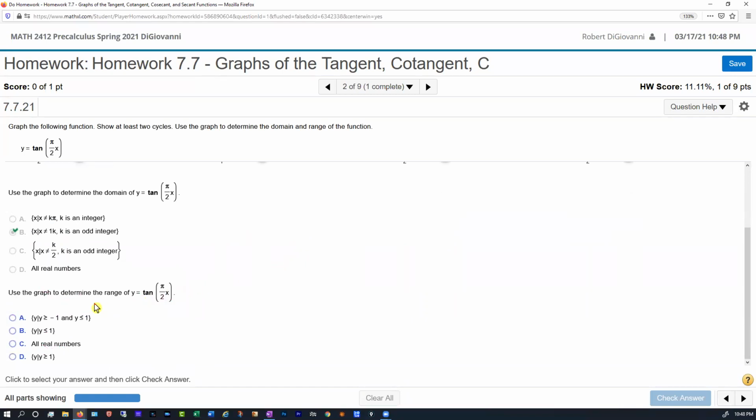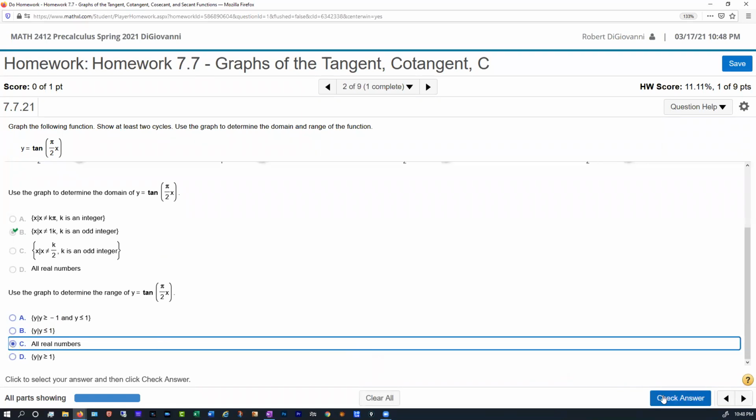Okay, let's see. And then range. Well, just like the previous problem, all y values were achieved. So we have all real numbers.